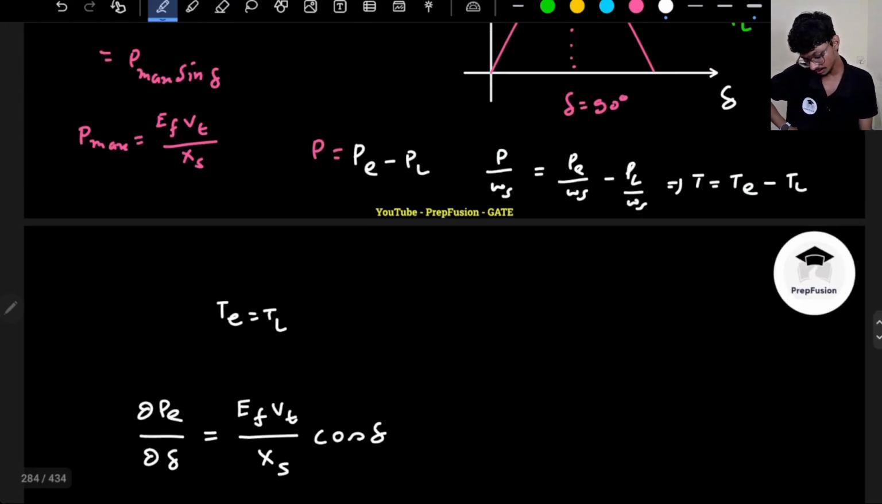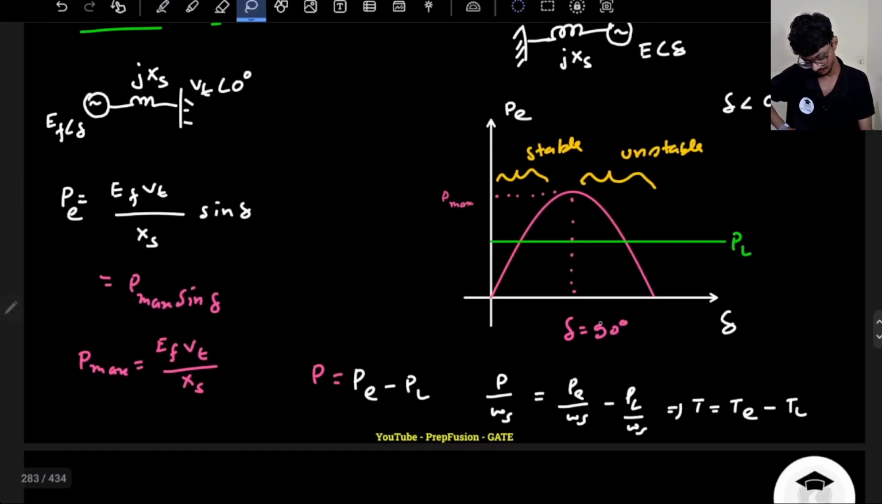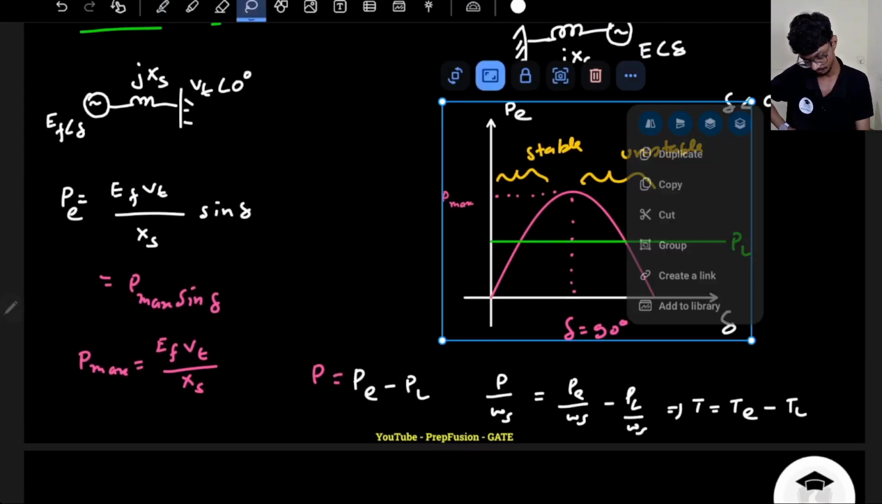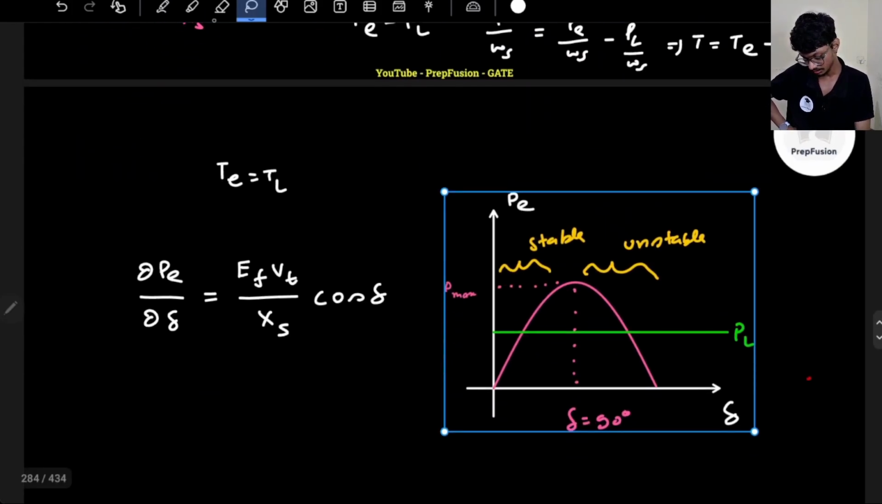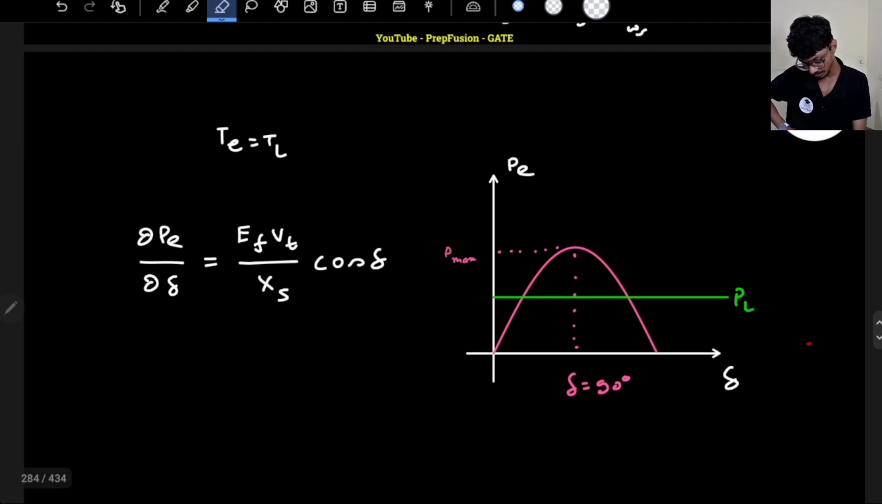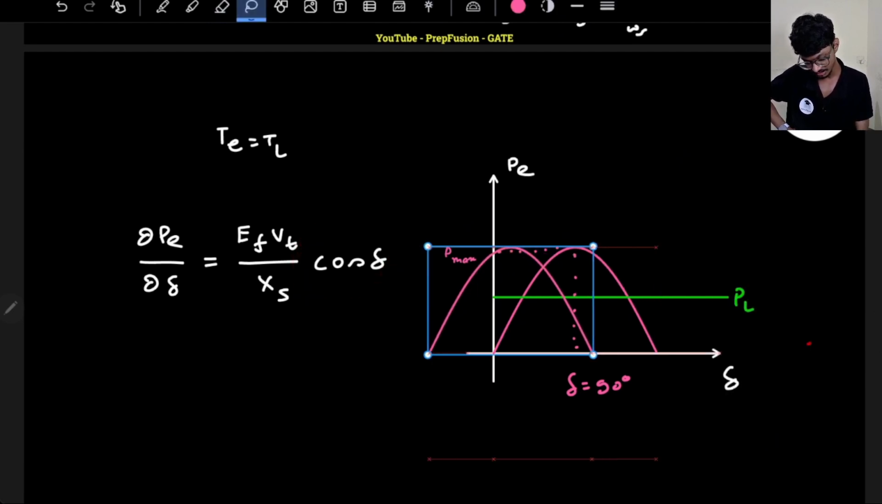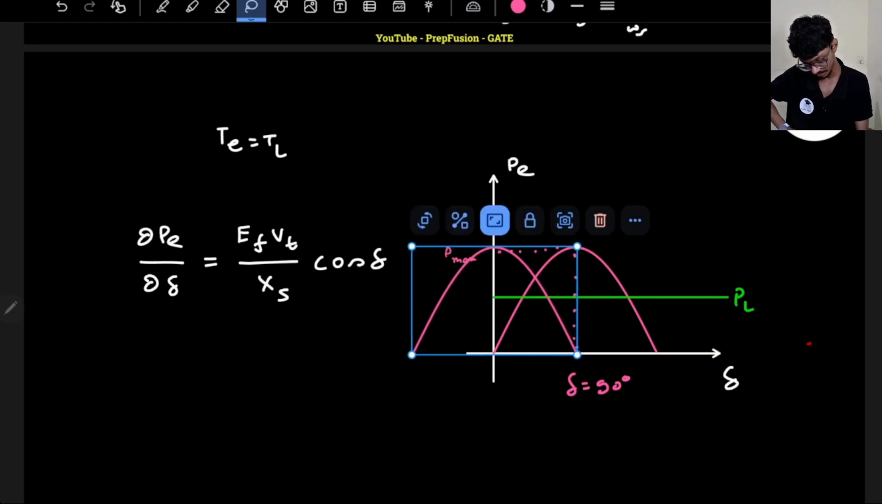If I plot the slope of the graph in the same graph, there will be a few interesting observations. Let's assume I don't know anything about stability. If I just plot it, it is a cosine function. What is a cosine function? It is just a sine function with a 90-degree lead. That's it.